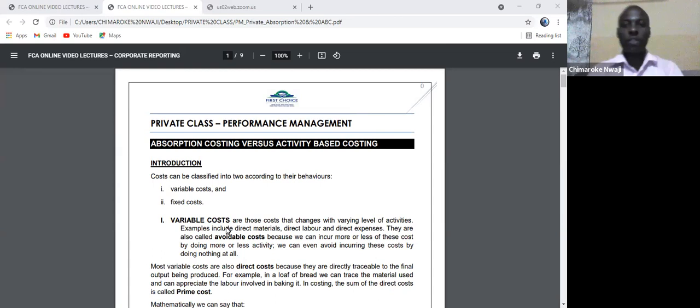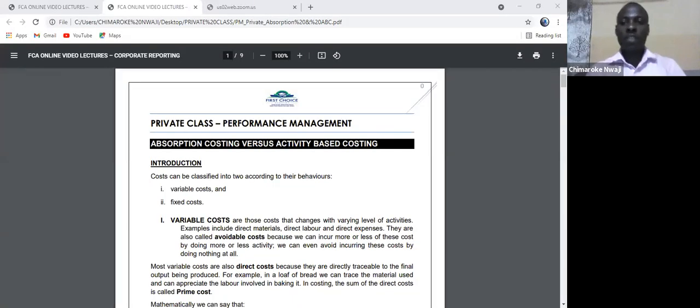Now, costs can be classified into two according to their behaviors. Sorry for the break in transmission. I've shared my screen again. So cost can be classified into two according to their behaviors.